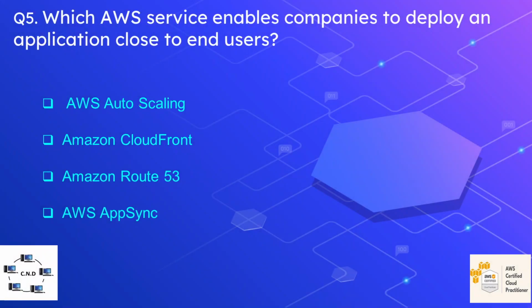Question number 5 is, which AWS service enables companies to deploy an application close to the end user? Close to the end users. The options are option A, AWS Auto Scaling, option B, Amazon CloudFront, option C, Amazon Route 53, and option D, AWS AppSync. And the correct option is Amazon CloudFront.